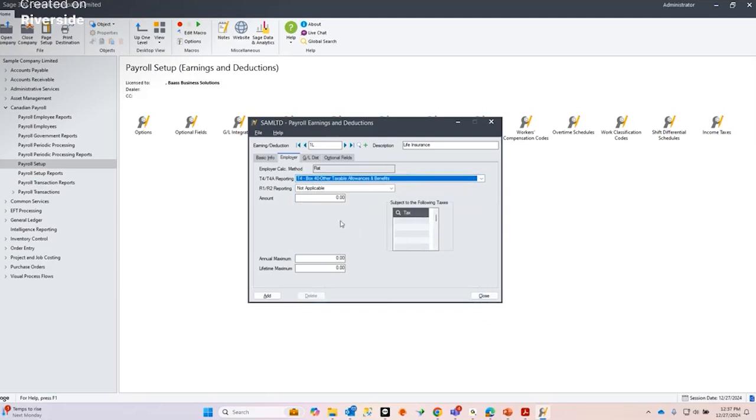And then you could either put an amount here or leave it blank if that amount differs from employee to employee or based on whether they are family or single. If you leave it blank, when you add this code to the employee's profile, at that time, you can add the amount. And then you have to determine what taxes this code is subject to. So for example, life insurance is subject to all CPP. So that would be CPP, CPP2, and of course, if you're in Quebec, it would be the Quebec QPP, and your income taxes.